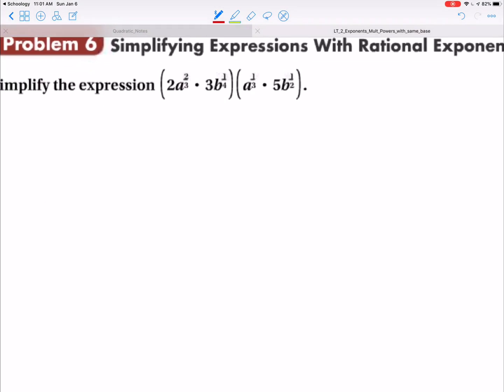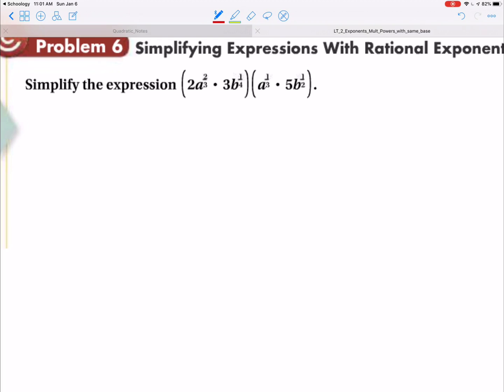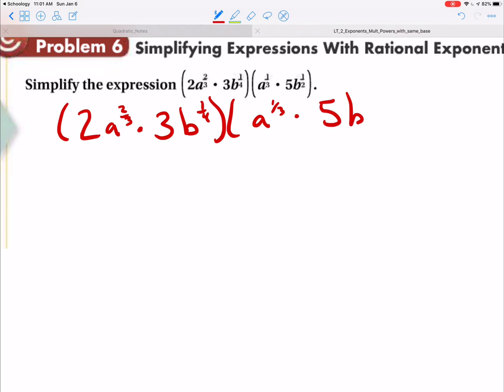Let's look at this example. We're going to simplify this expression. It's got a rational exponent because of the fraction. So what we've got here is 2a to the 2/3 times 3b to the 1/4, a to the 1/3 times 5b to the 1/2. In your guided notes, that might look a little bit small. So there is nothing different in this situation other than here we're just multiplying all the way across. Everything's being multiplied. There's no addition or subtraction.